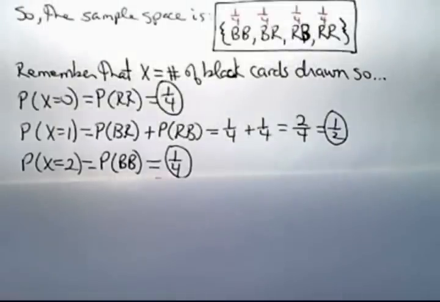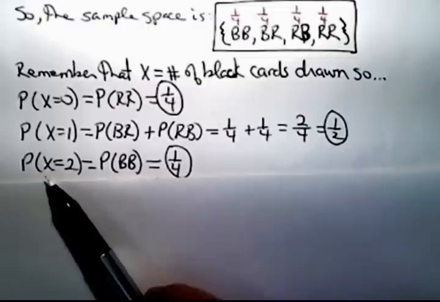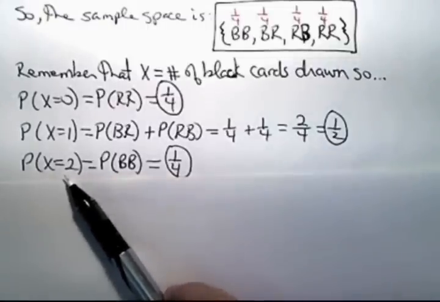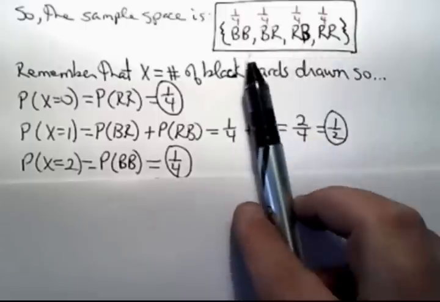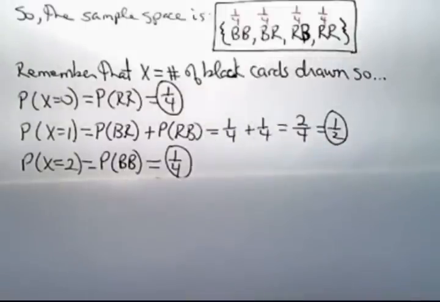And finally, we use that same strategy with X equal 2. That's the probability that we get two blacks. The only way you can get that, looking at the sample space, is if we get both B's, and the probability of that is 1/4.